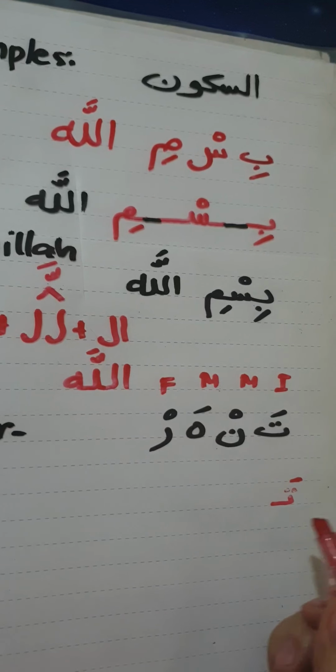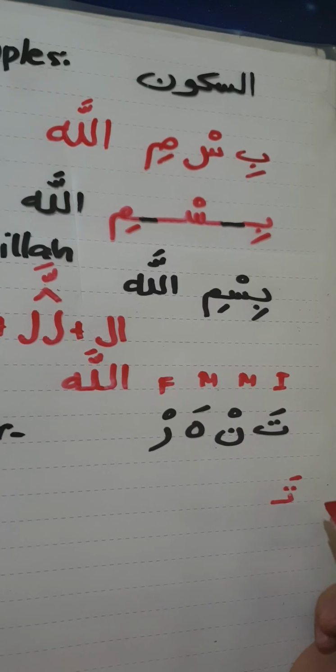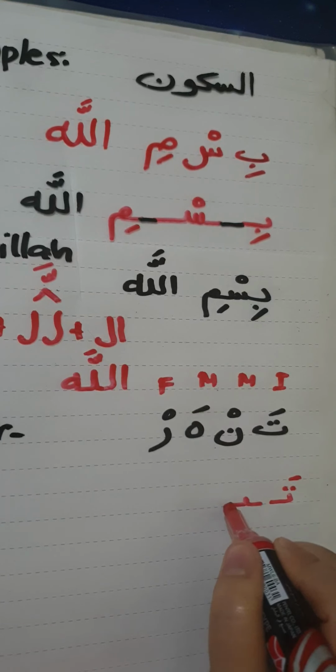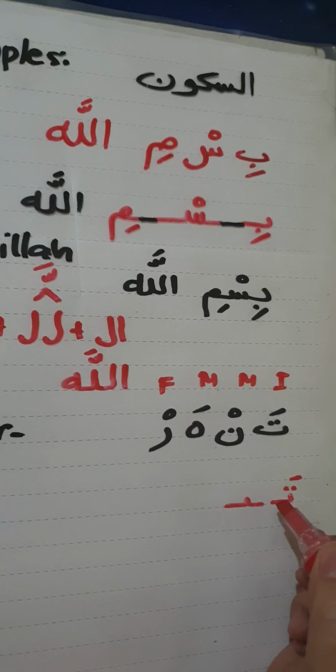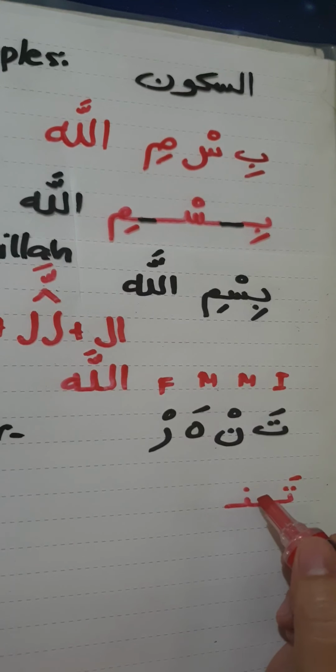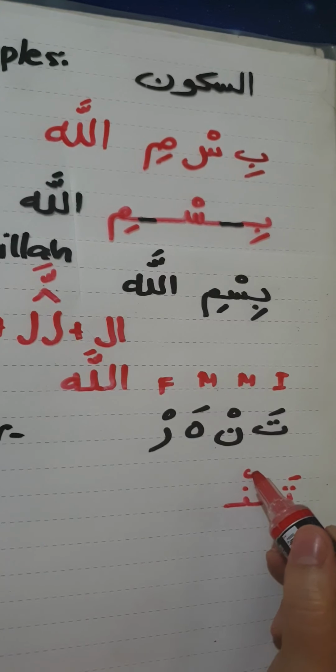So we write like this: the ta in the initial with a fatha, and then the noon in the medial connecting. Remember, the noon has one dot on top. The noon, the ba, the ta, the sa, and the ya have the same initial and medial. So now the noon here looks like this, and then we have the sukoon.